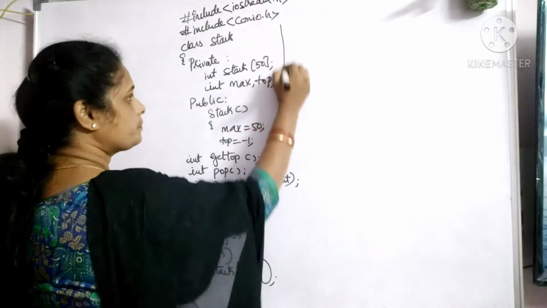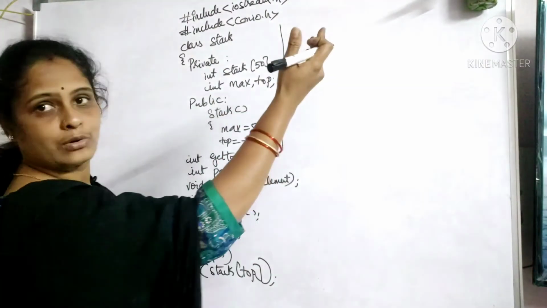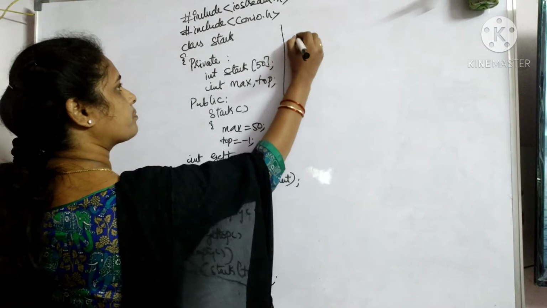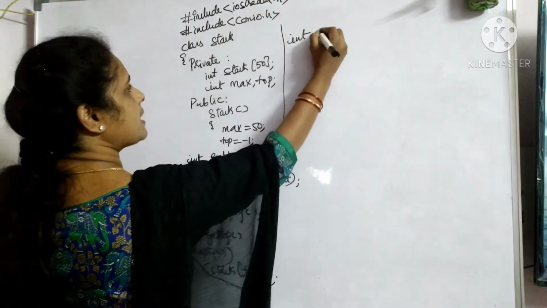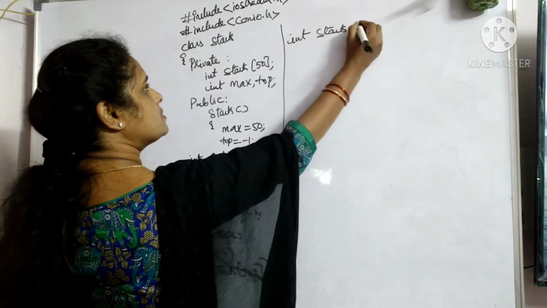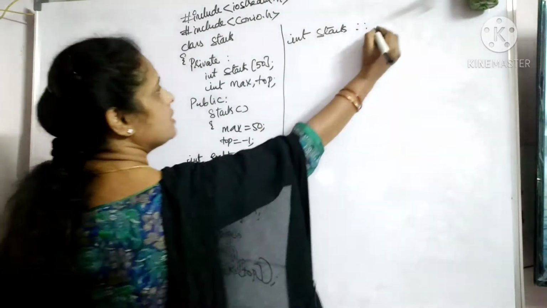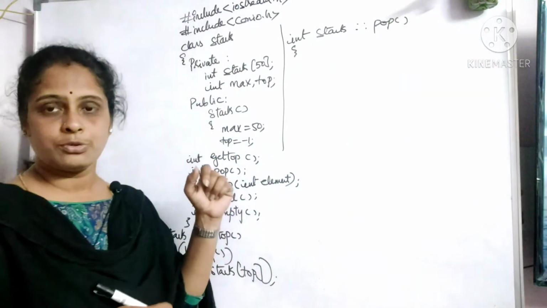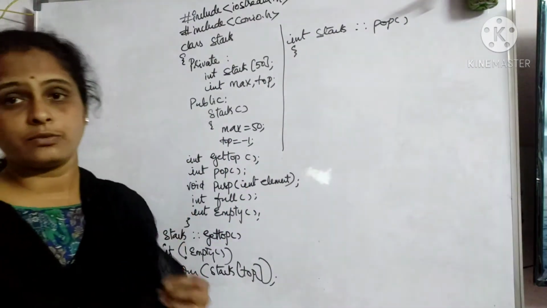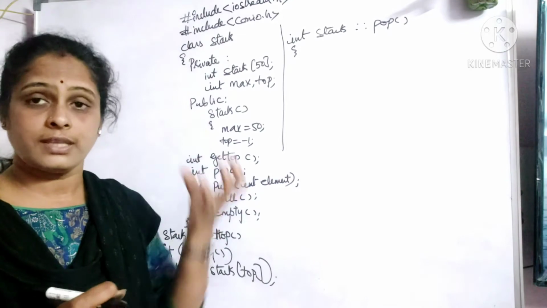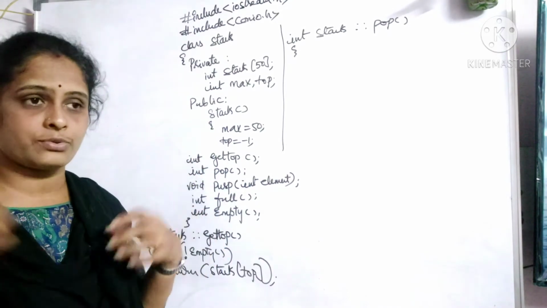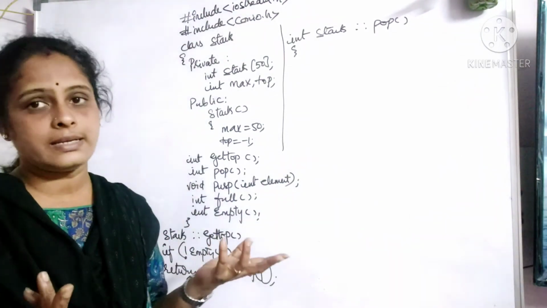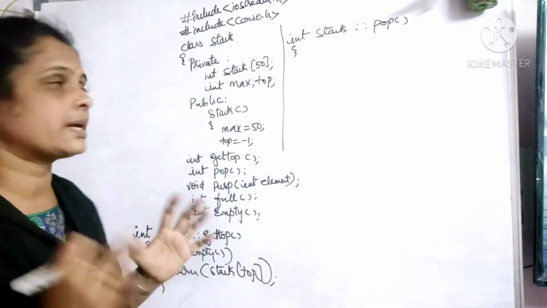Okay. Now coming to the next one, that is pop. I'll write it here. So again, pop is also written outside the class. So we'll use int. The name of the class is stack, scope resolution operator followed by the name of the method. Now when you are popping, that is when you delete, what should you see? You have to see whether there is something in the stack. That means you have to find out is empty. If is empty is true, you can't delete anything. If it is not true, then only you can delete something.